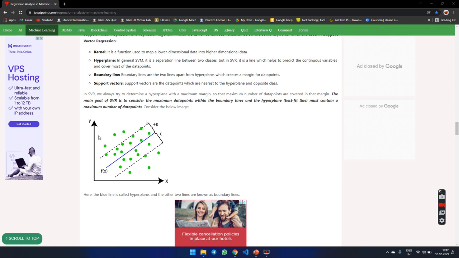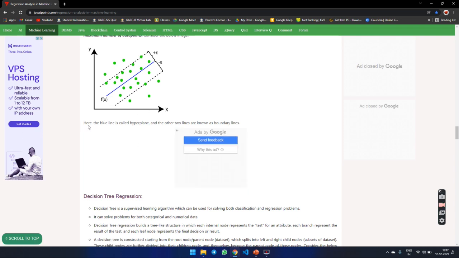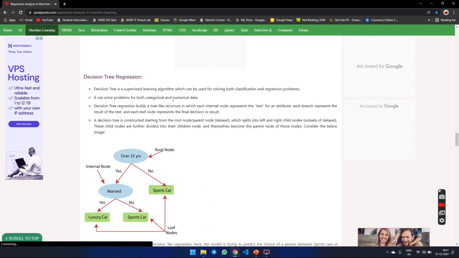This is the support vector regression model graph. You can see it. The blue line is called the hyperplane, and the other two lines are the boundary lines. I already told you about boundary lines. Then we are moving to decision tree regression.